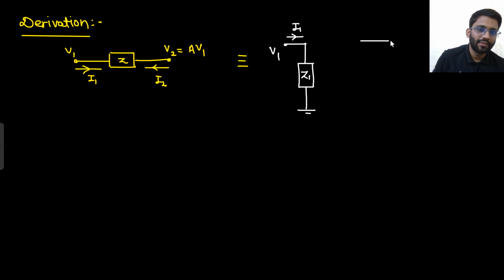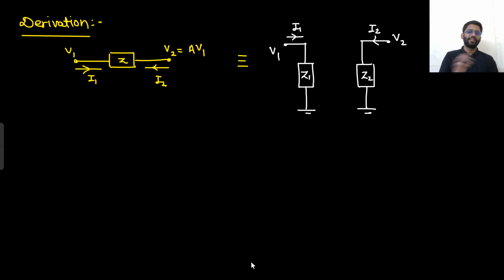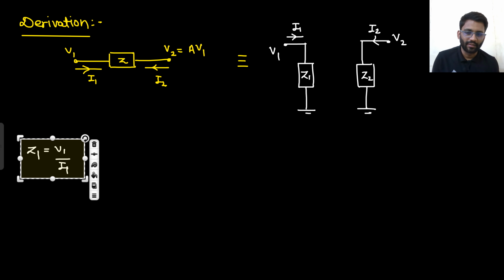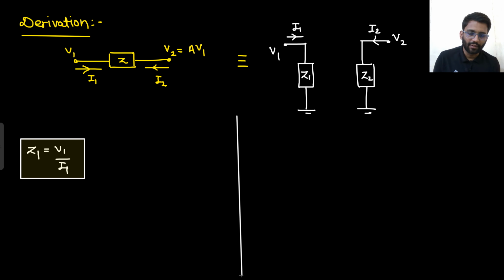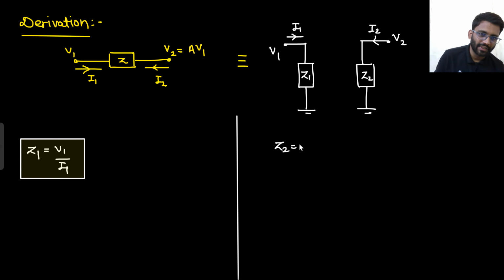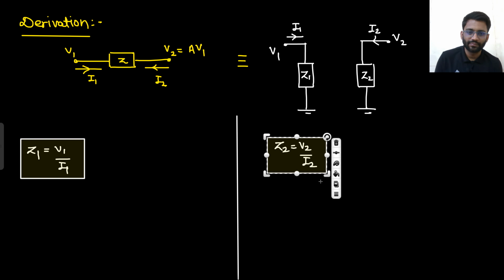And from V2 to ground, I will see an impedance. That also I don't know. I will call that Z2. So my target is to find the value of Z1 and Z2. What is Z1? Z1 is V1 by I1. This is what I need to find. And what is Z2? Z2 is V2 by I2. So this is what I need to find, Z2.